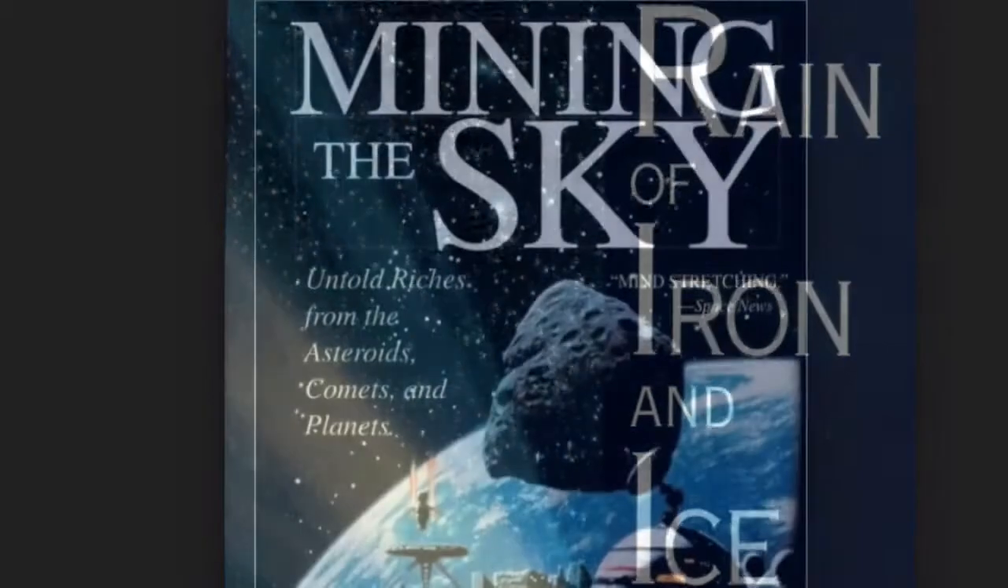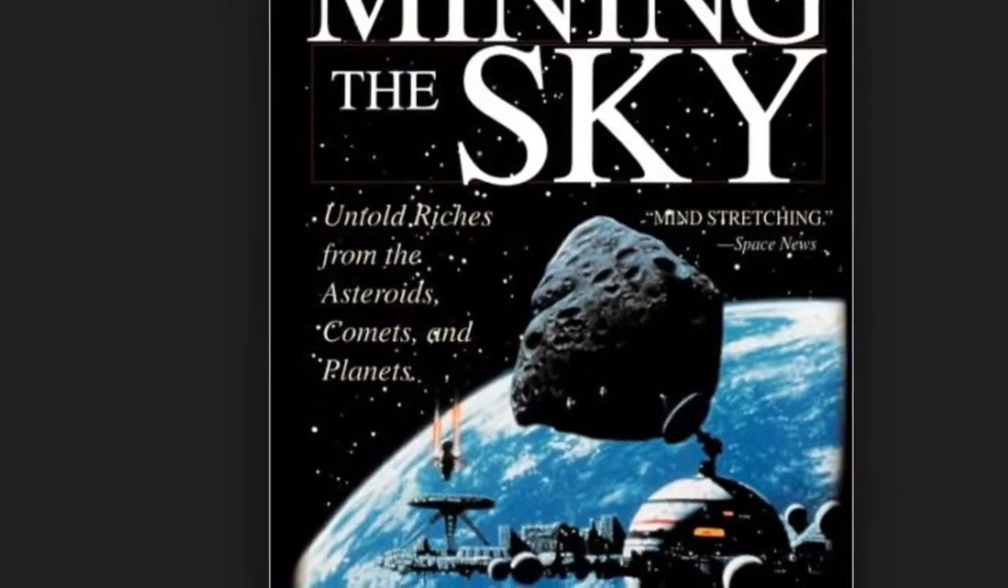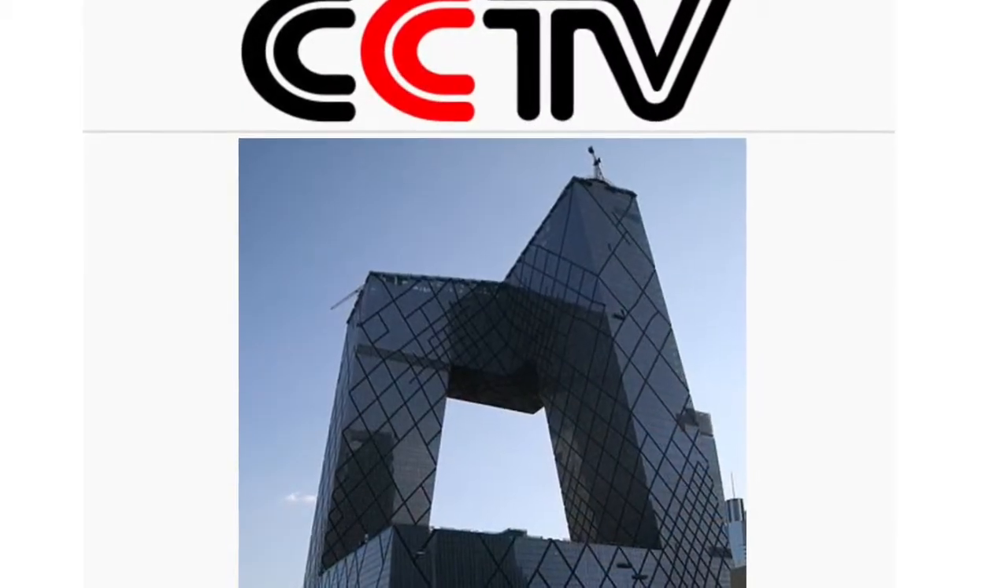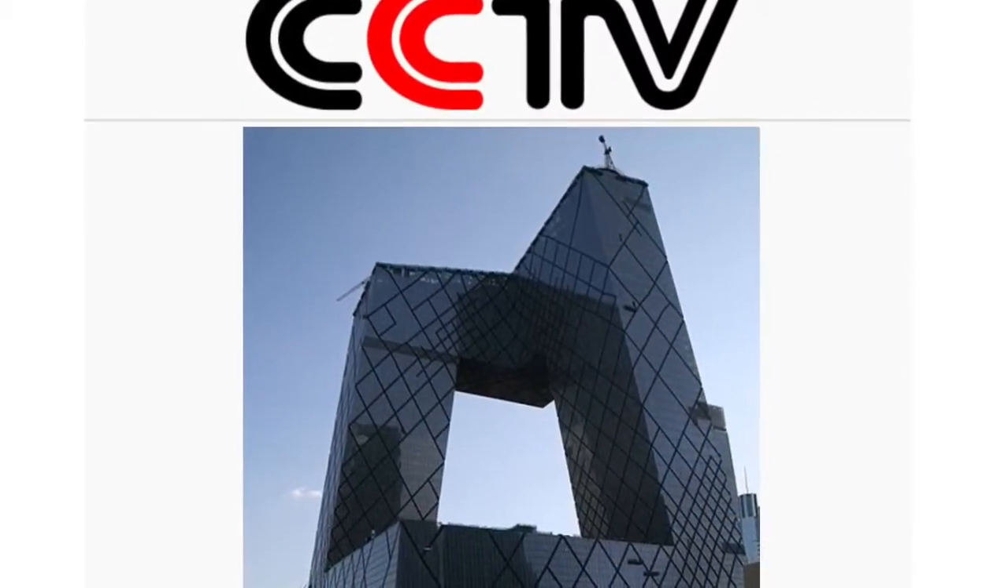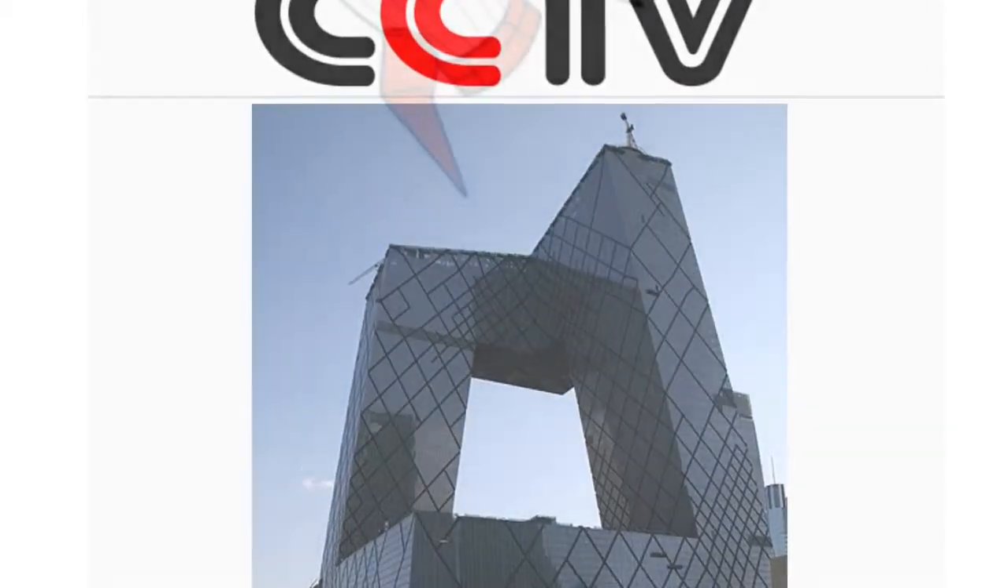An expert on the composition and chemistry of asteroids and comets, Lewis has written such popular science books as Rain of Iron and Ice and Mining the Sky: Untold Riches from the Asteroids, Comets, and Planets. Lewis is a frequent commentator on the Chinese network CCTV when China broadcasts its major missions live.